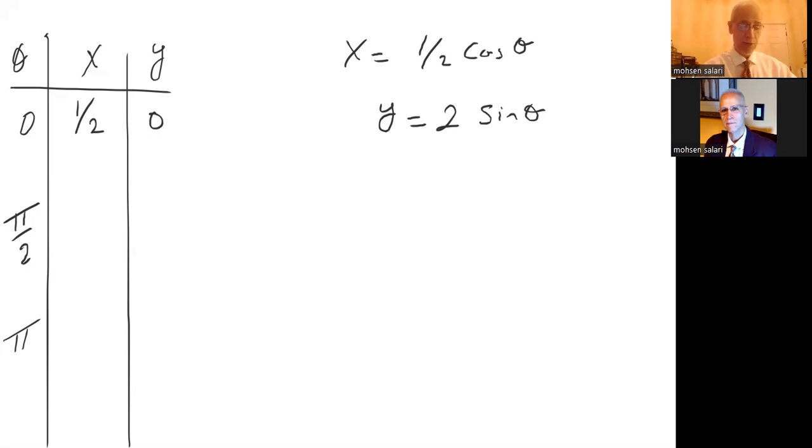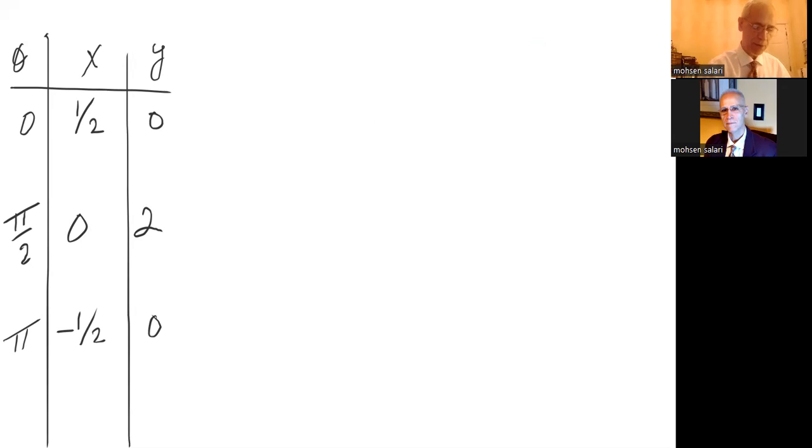When theta is pi over 2, cosine of pi over 2 is 0. 0 times 1/2 is 0. Sine of pi over 2 is 1. 1 times 2 is 2. And cosine of pi is -1 times 1/2 is -1/2. And then sine of pi is 0, so I get another 0. So now let's just go ahead and graph this. I'm going to erase this part just to make the graph a little bit nicer.